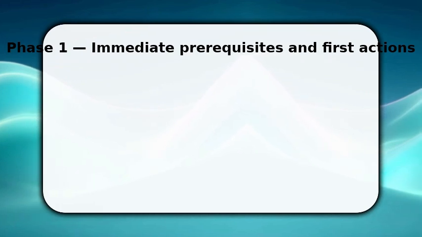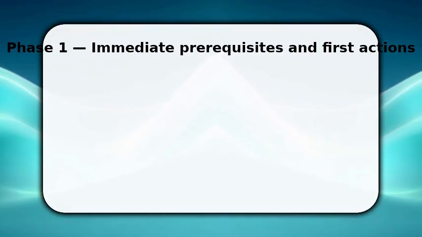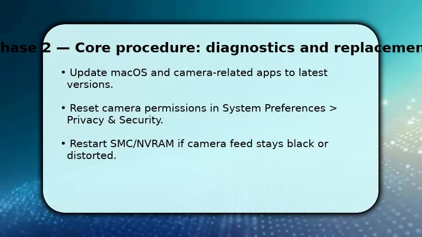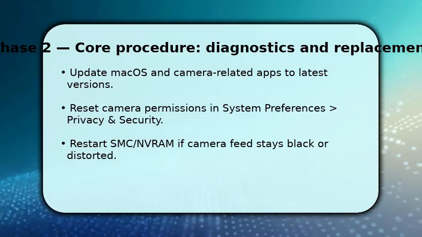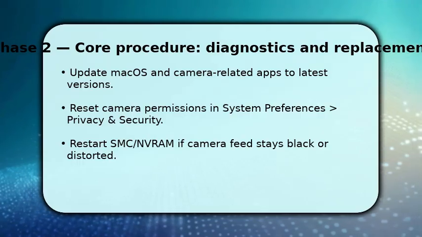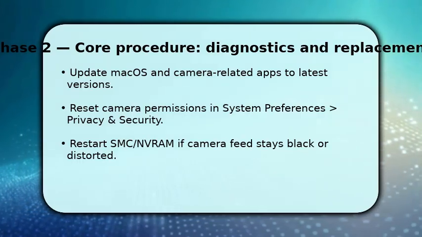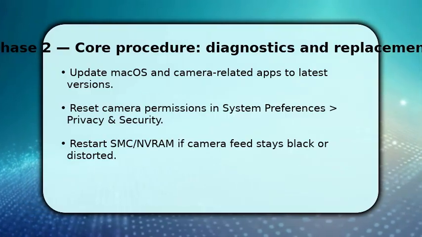You now move into software fixes that actually restore image quality. First, update macOS and apps like Zoom or Teams. Drivers and APIs improve with updates, so this step is crucial. Once updated, open System Preferences, go to Privacy and Security, and reset camera permissions for affected apps. Then relaunch those apps to grant access again.